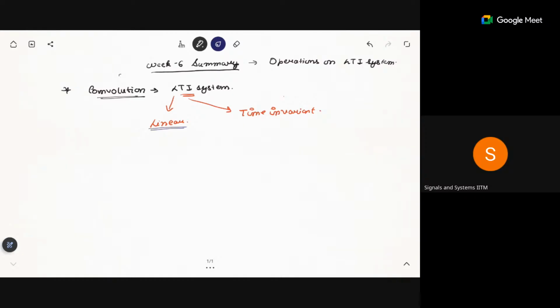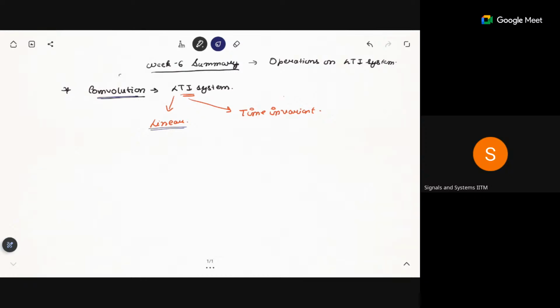Now, what is happening in convolution? Convolution is an operation that is applied on signals, but the signals should be for the LTI system. The overall gist is that here we are combining signal and system. Operation is being performed on signals, and what operation? Convolution. But the signals should be of what system? It should be an LTI system, that is linear and time invariant.